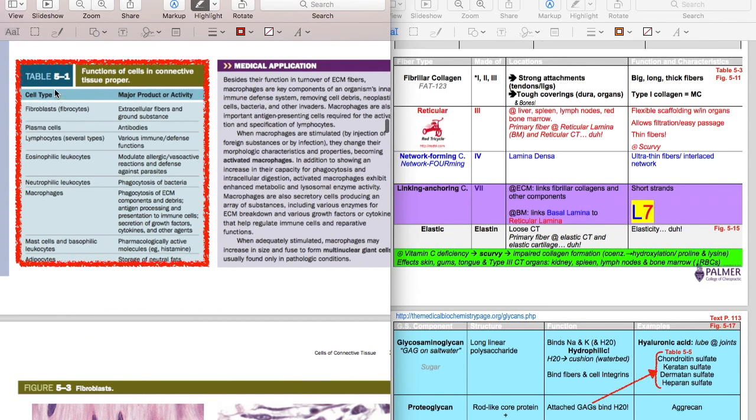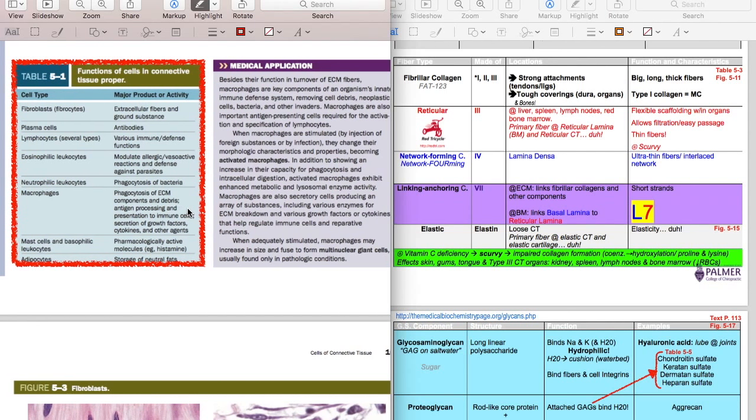Actually, before we get there, here's a little table. You could pause this video at any time, you guys, and read the textbook, because there's more detail than I'm talking about. The more you read this textbook, the more you learn. But you can also get lost in more details than you'll be tested on.